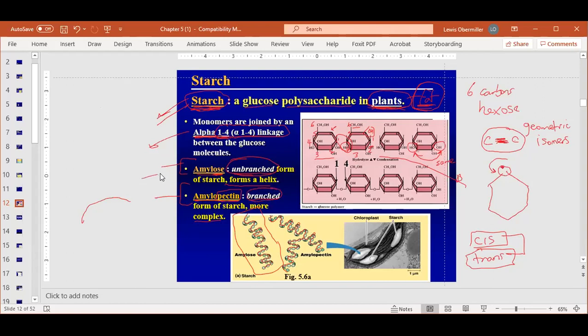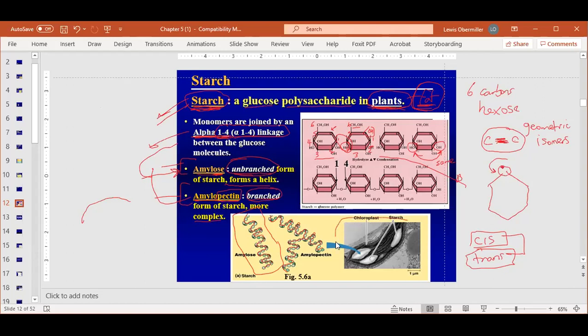I might ask you, what's the linkage between amylose glucoses? And you should be able to tell me they're alpha 1,4 linkages. I might ask you, what's the linkages of amylopectin? And you should be able to tell me that it's alpha 1,4 linkages.